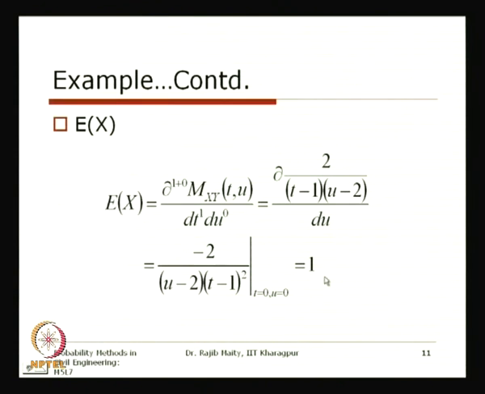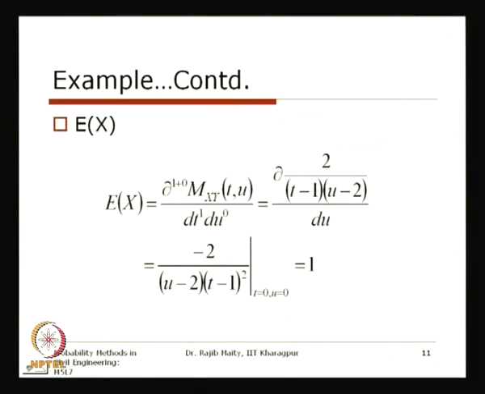Now, you can see that the marginal distribution of x was an exponential distribution, that we have seen, e power minus x, which means lambda equals 1. So, the mean is 1 by lambda, that is 1 by 1, which is 1. So, from the moment generating function also we are getting that the mean of the random variable x is 1.